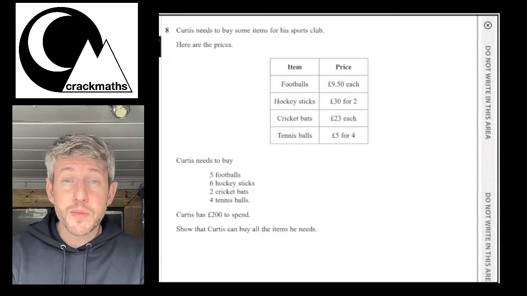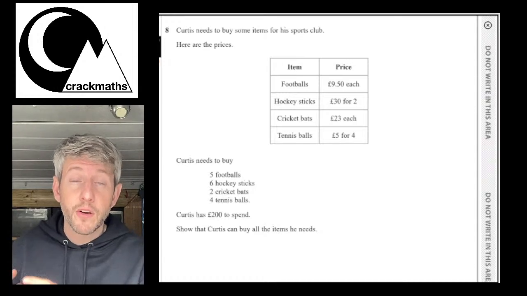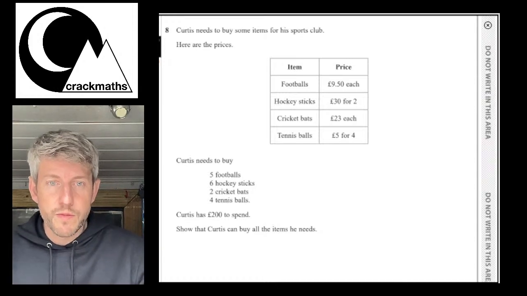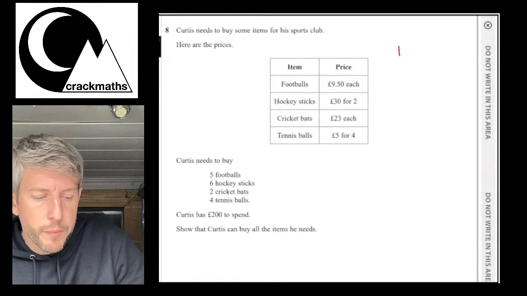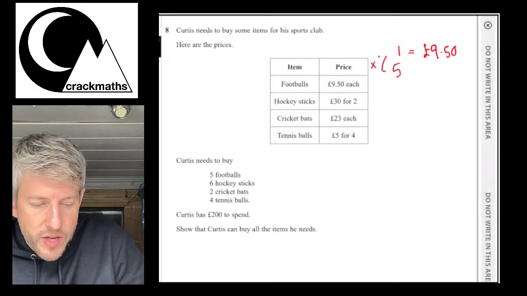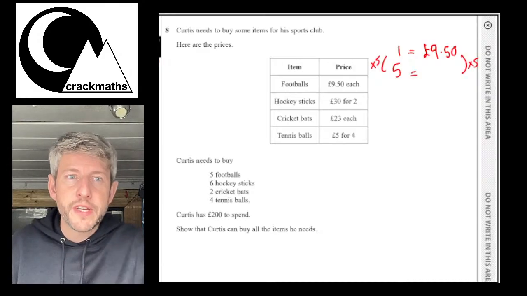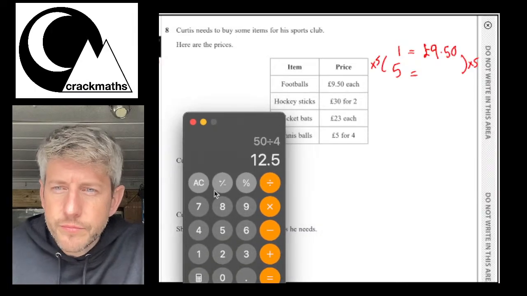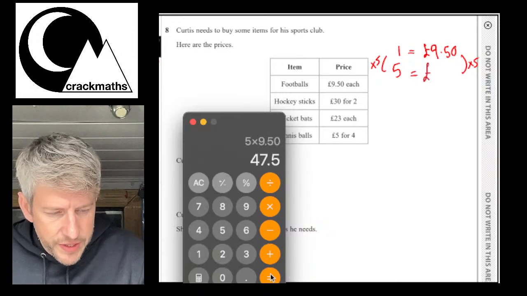Right, so this is just a big old question of direct proportion, really. So we know how much one thing costs, and then we need to work out how much multiples of those cost. So let's do the footballs first. We know that 1 football equals £9.50. Then we need 5, so we're timesing by 5. So 5 times 9.50, I'll do it here just so you can see, equals £47.50. There we go.